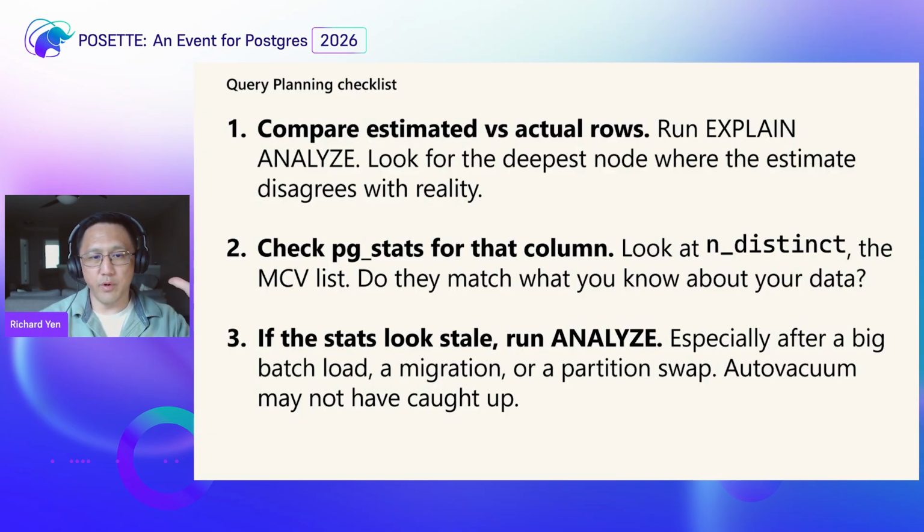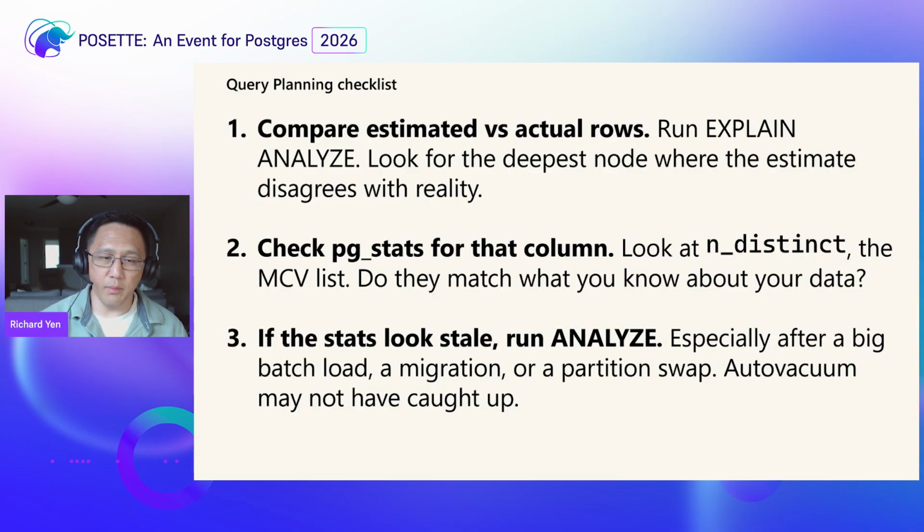If you have several joins, several tables involved, look at the very end of it and work your way up. Look for the ones where the estimate doesn't match reality and see if you can resolve it there somehow. One way to resolve it is by checking your pg_stats for that column. Look at the n_distinct, your most common values, and your histogram. Do those values match what you know about your data?